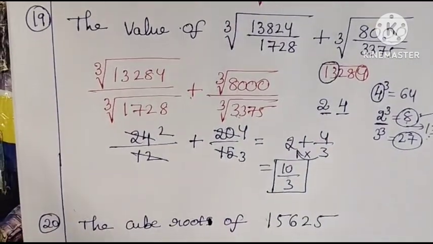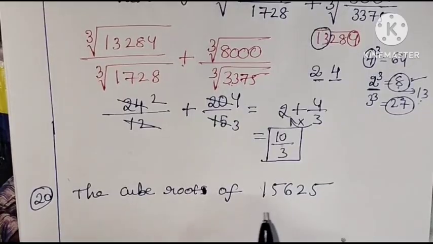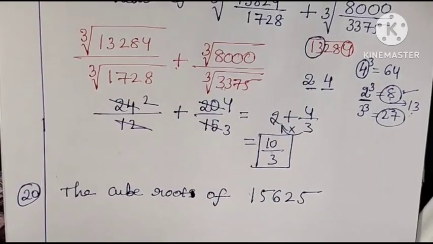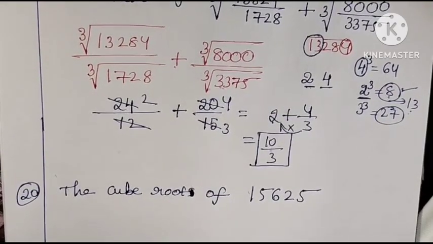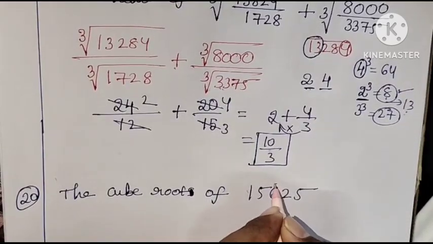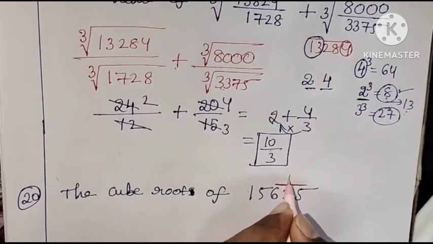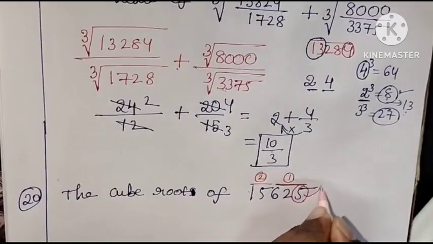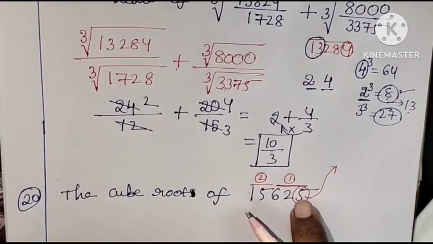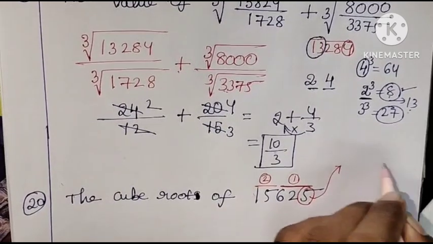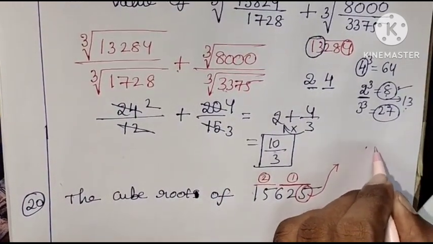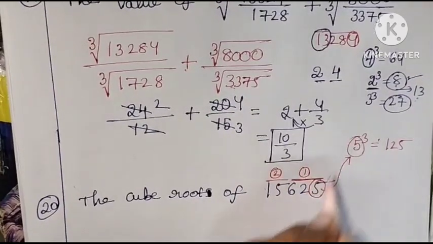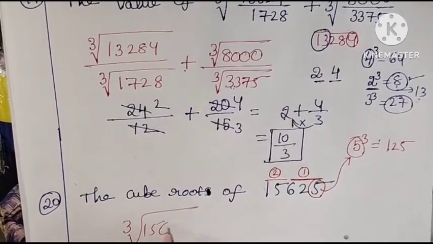And my last question of this session: cube root of 15625. So how do we find it out? Cube root of 15625. Very simple. Make a group of 3 digits from the right side. So group 1, and the remaining is group 2. In group 1, the unit digit is 5. Here the unit digit is 5. So in which perfect cube number do we get unit digit as 5? Obviously 125. 125 is 5 cube.